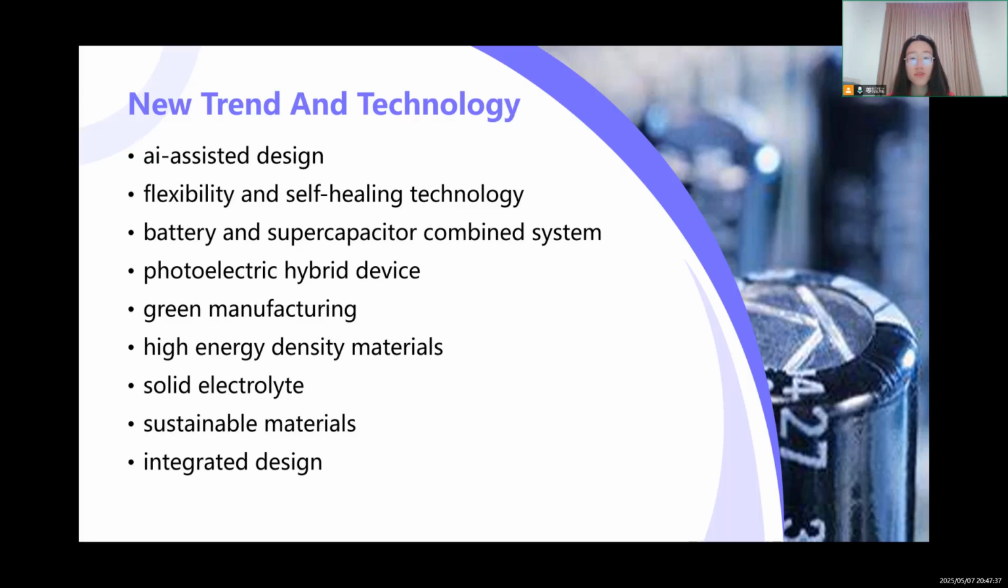And then green manufacturing: production through low carbon and environmentally friendly methods such as recycling waste and using natural materials. And then is high energy density materials, exploring two-dimensional materials. And then is solid electrolyte, enhancing surface and voltage ranges. And the second last, sustainable materials, testing renewable resources to promote the development of environmentally friendly energy storage. And the last is integrated design, electronic components integration, miniaturizing to produce high-performance devices.